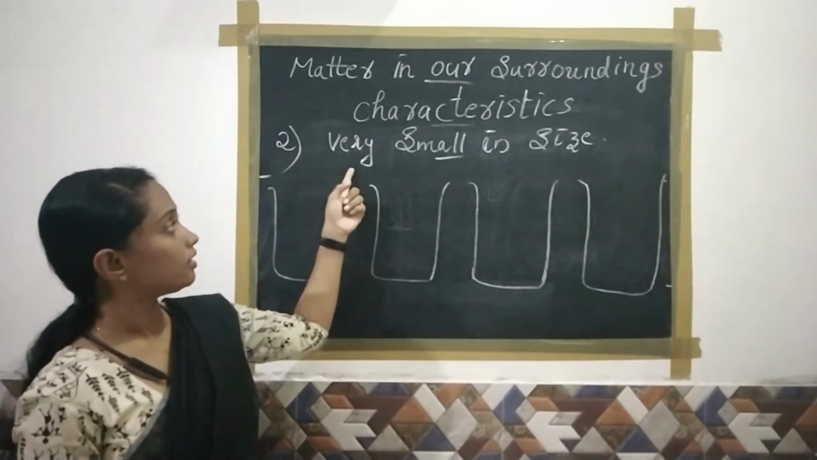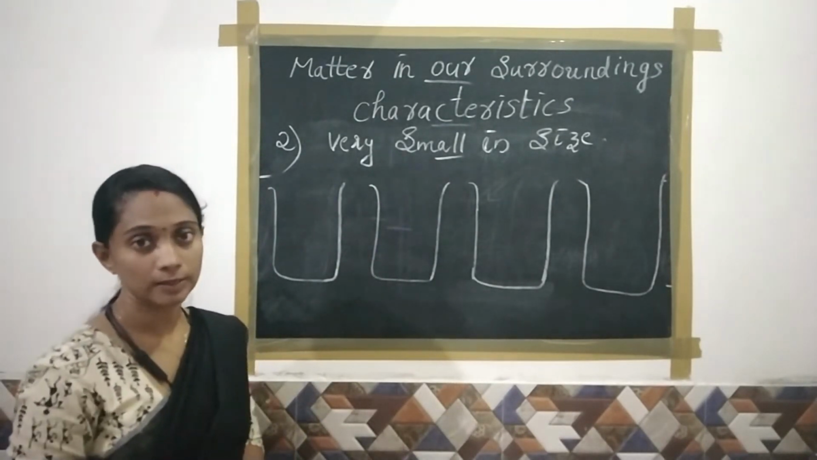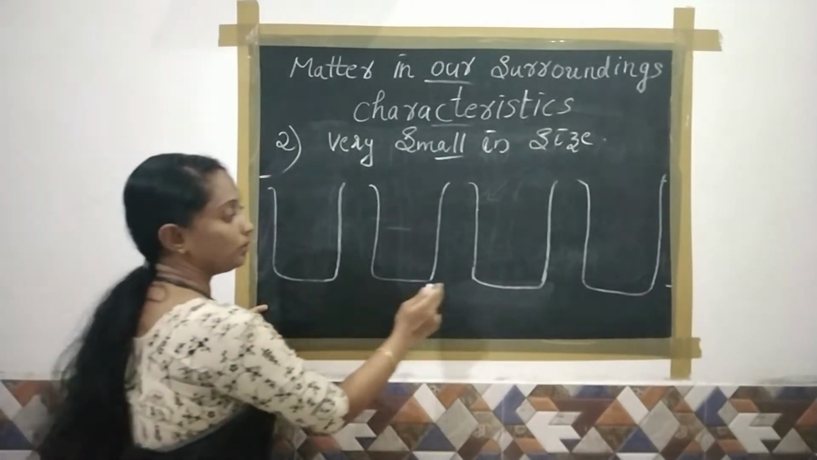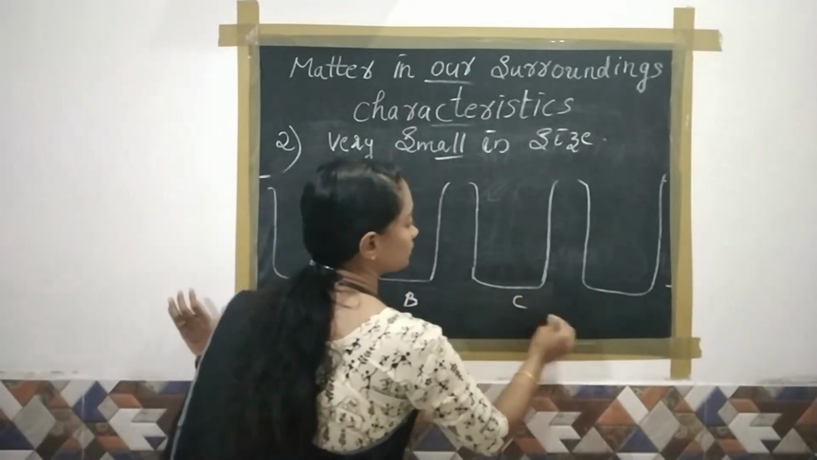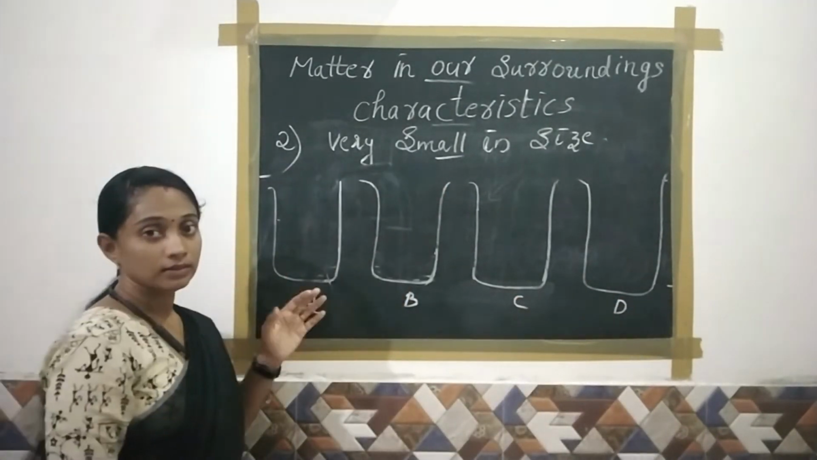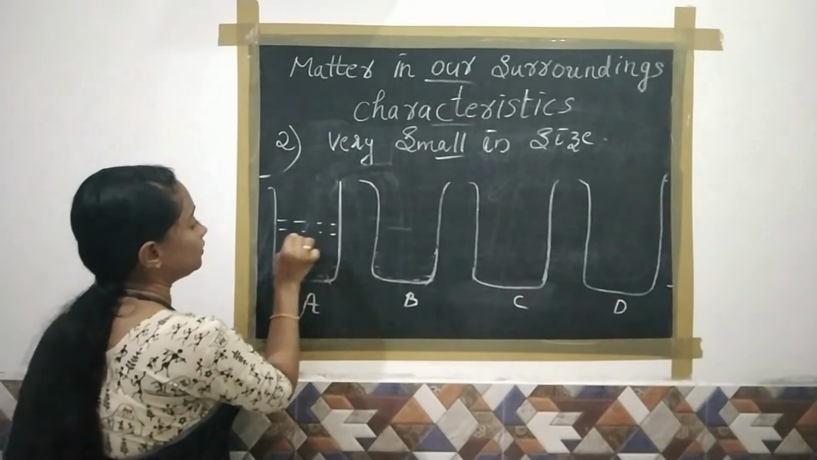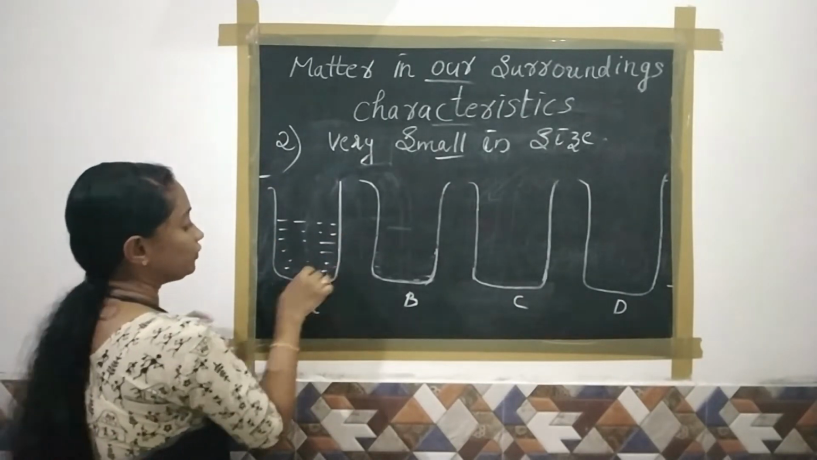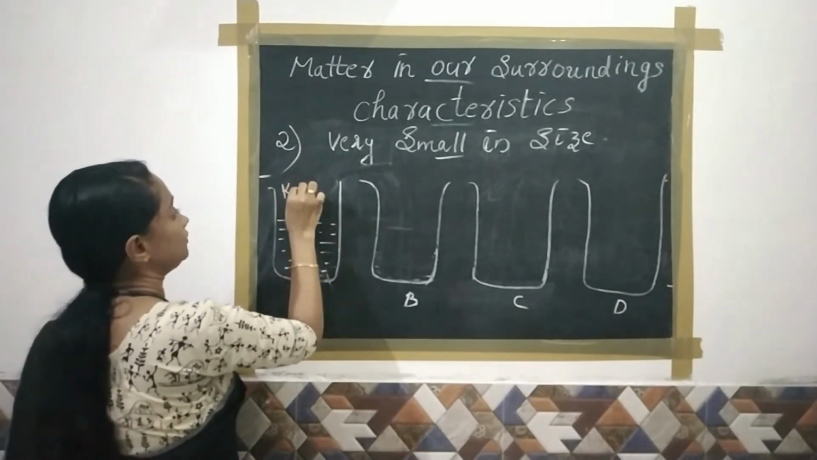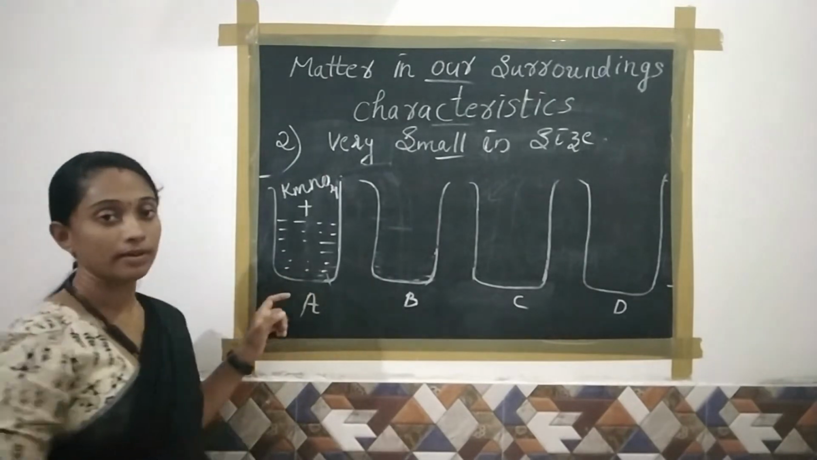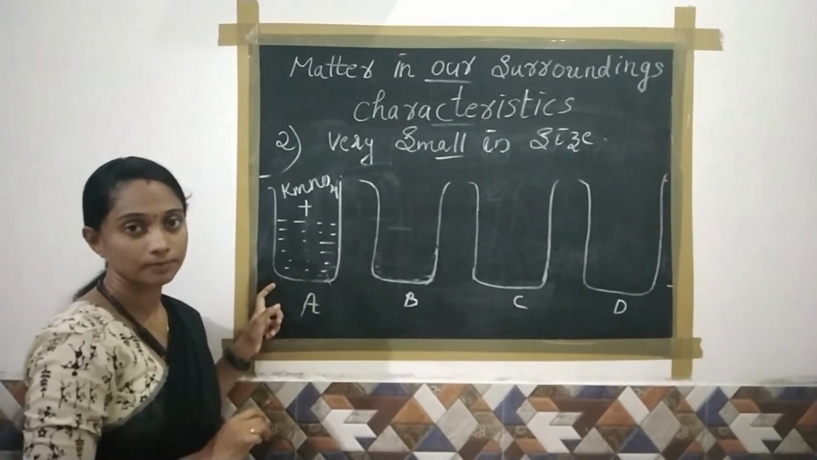The particles of matter are very small in size. We are going to learn this characteristic with the help of a small activity. In this activity, we take 4 beakers and name them A, B, C, D. Take 100 ml of water in the first beaker, add 2-3 crystals of potassium permanganate and mix it well. You will get a dark pink color solution.